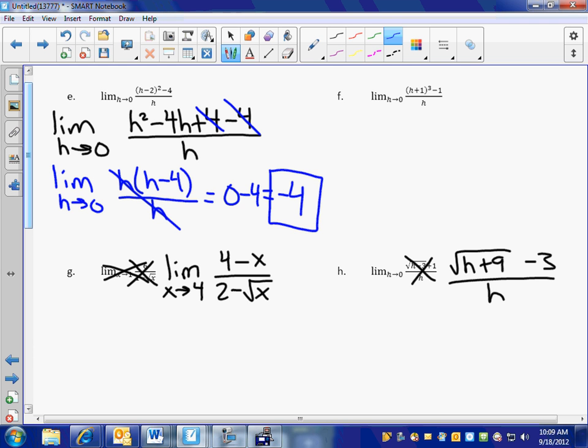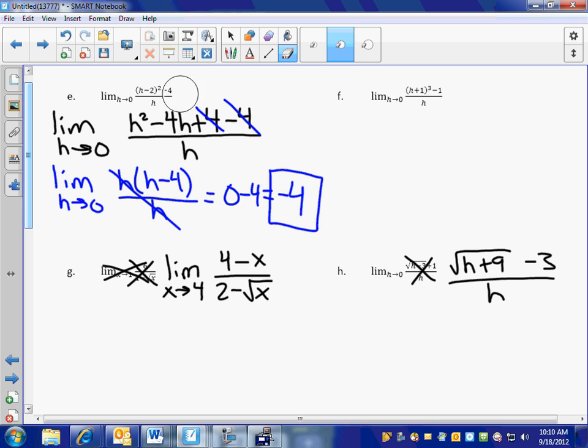If we looked at a graph of this, it would look like that. Okay. There is a point of discontinuity at 0. But we removed it. So I suppose the point 0, negative 4. Yeah. Okay. All right. F is a little bit different.